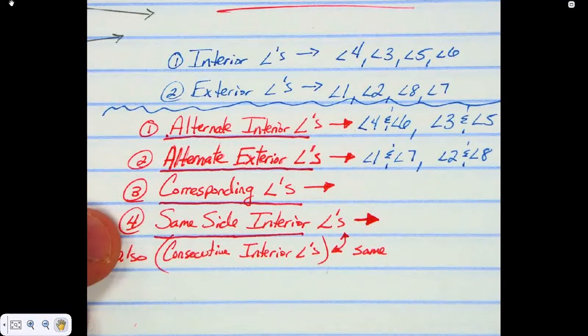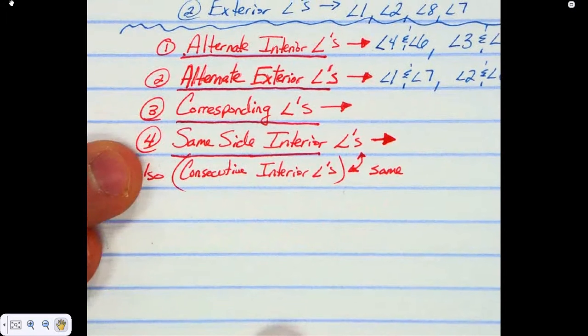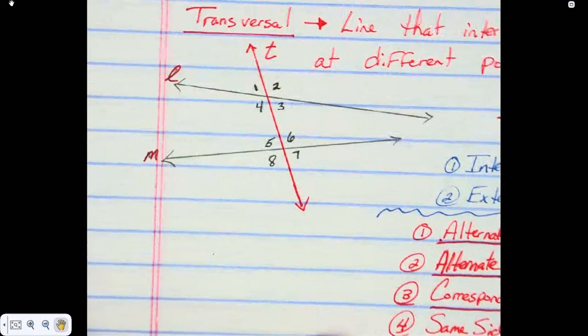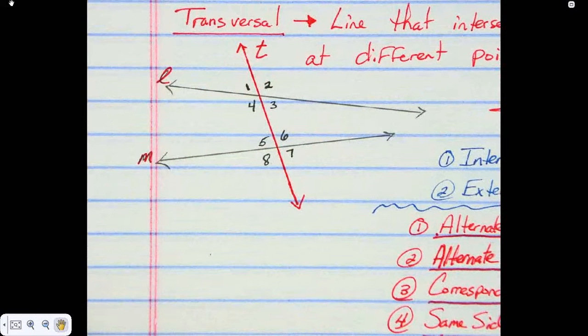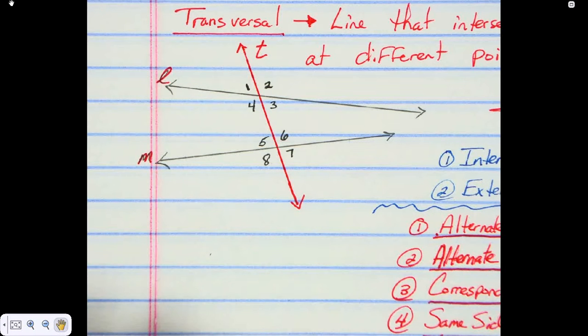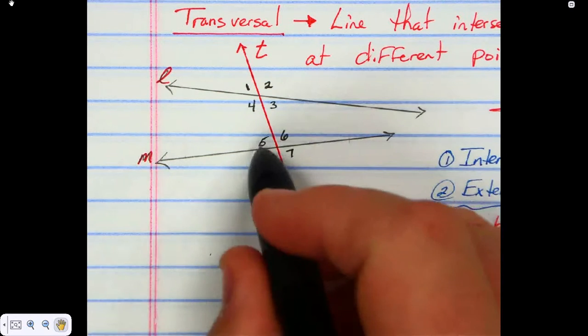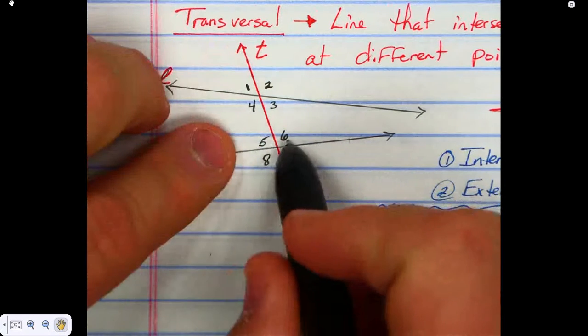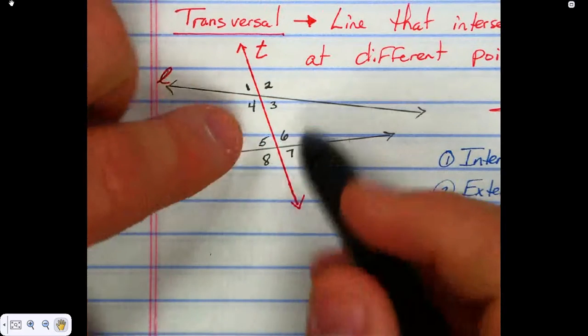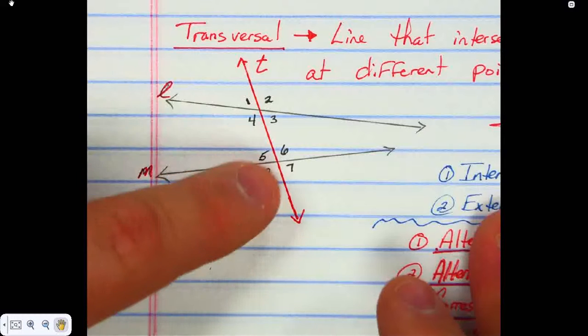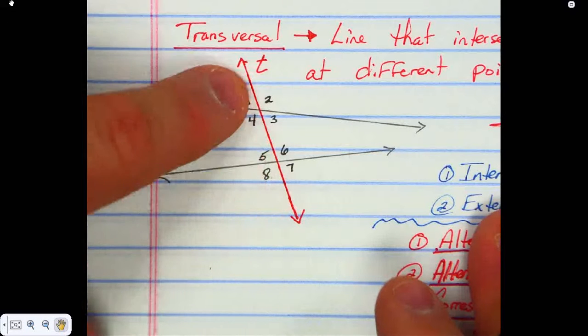Let's skip corresponding for now and let's go down to same side interior angles. Okay, what type of angles am I talking about? Interior. Same side interior angles. Give me an example of those. What would make 5 sense? 6. They're on the same thing, but remember, those are a linear pair. That's not a bad answer. I'm relating things from down here to things up there. 3 and 6.